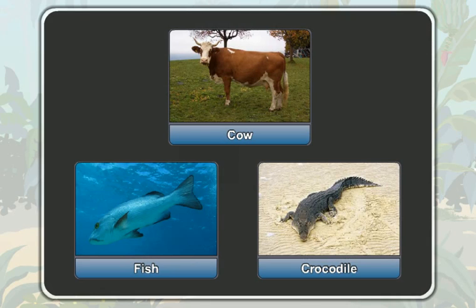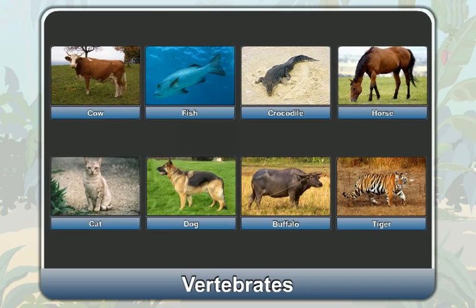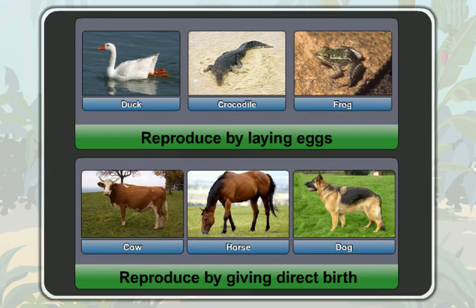Like an elephant, a cow, a fish, a crocodile are also higher animals. All these vertebrates are higher animals. And all the higher animals reproduce either by laying eggs or by giving direct birth.